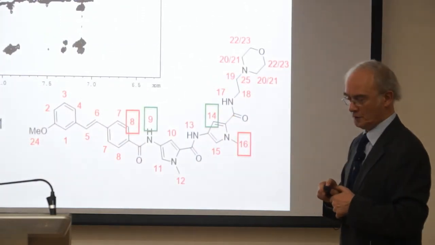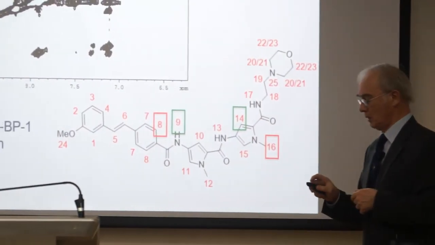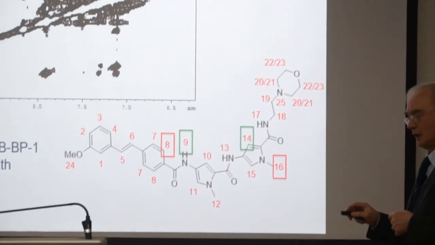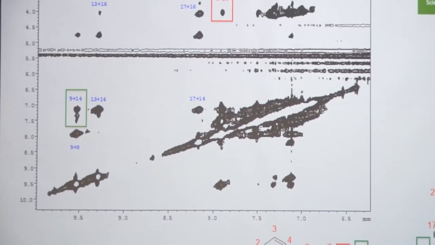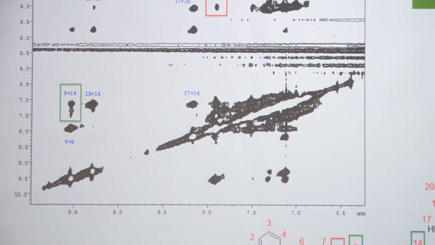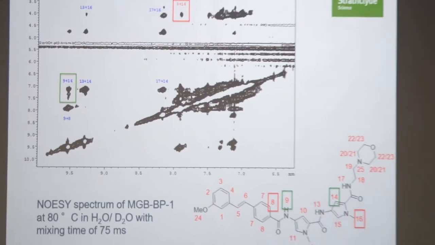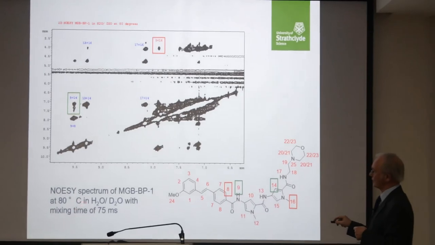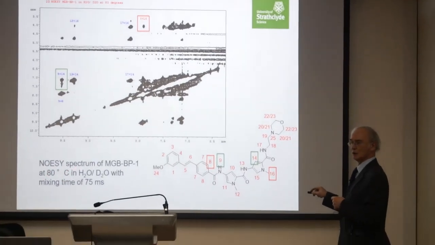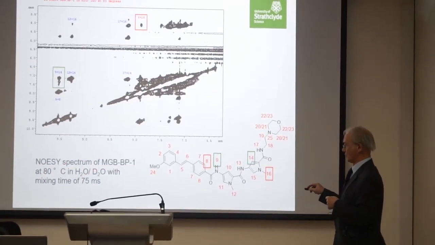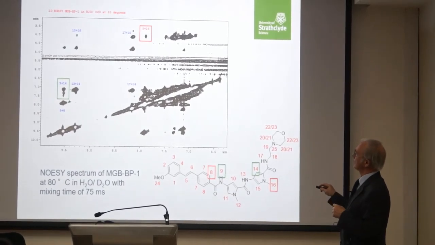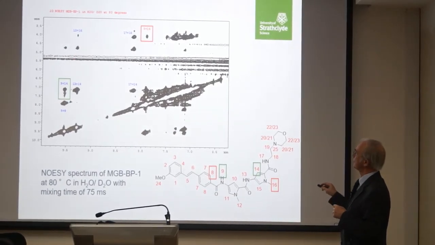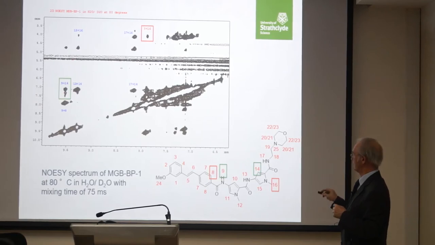So we did some NMR experiments. BP3 itself is a little complex to do, although it is now being done. And this related compound with the simpler head group was studied in NMR. And you'll notice here that this was at 80 degrees in water and deuterated water. And what you can see is NOEs between 9 and 14 and 3 and 16 in particular.